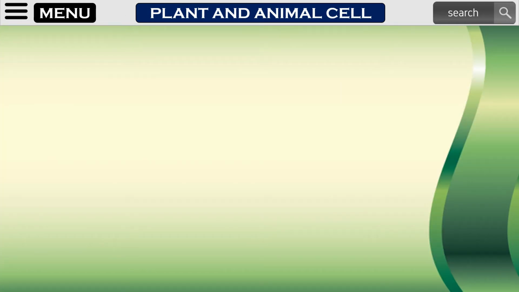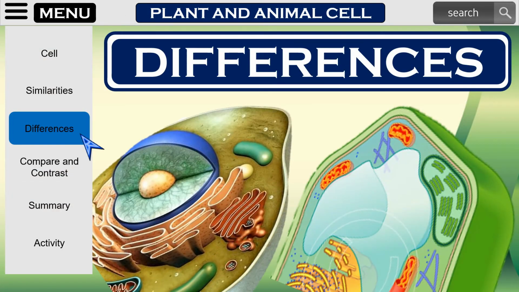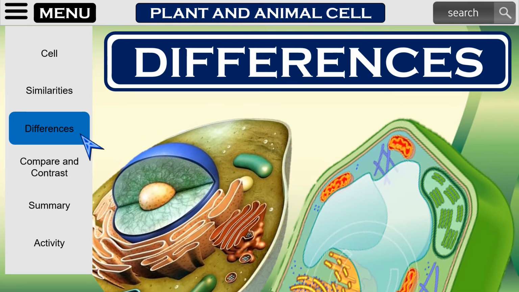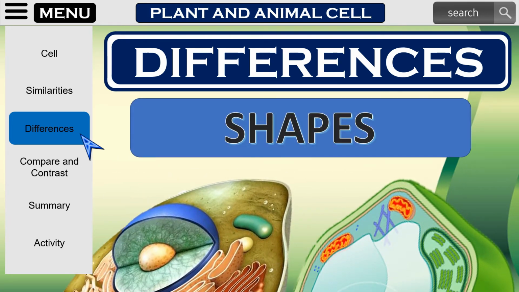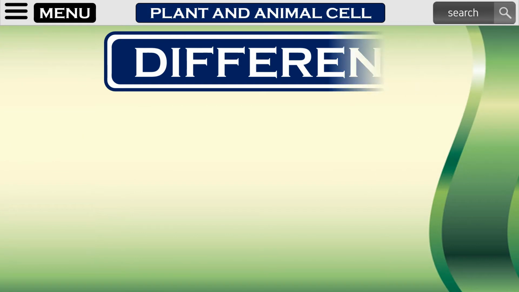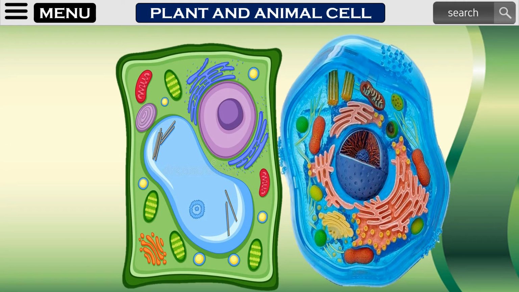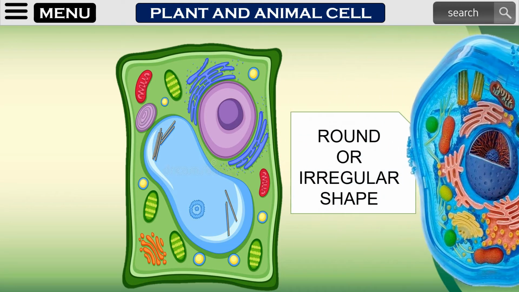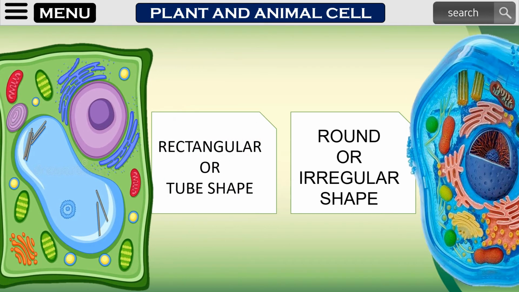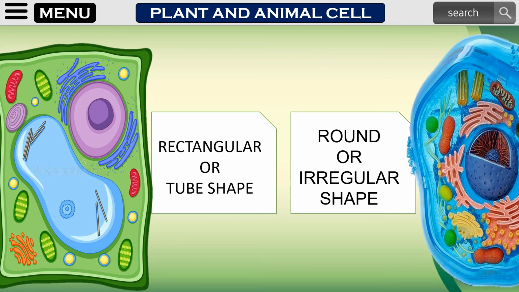Let us now talk about their differences, starting with their shapes. Observe the picture of an animal cell and plant cell. What have you observed? Animal cells come in various shapes and tend to have a round or irregular shape. On the other hand, plant cells are more similar in size and are typically rectangular or tube-shaped.